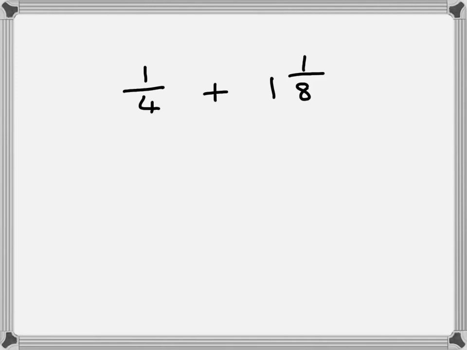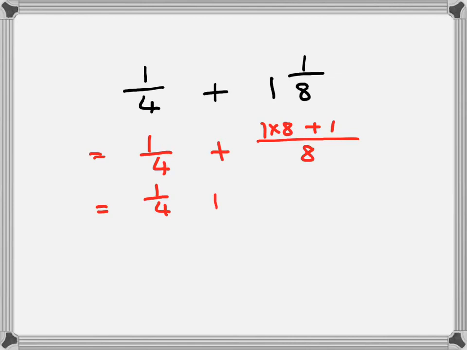And I'm going to ask you to press pause, write it down, do it, come back, press play. Let's look at the answer. See you just now. Okay, you're back. First thing we're going to do is this. We're going to take that and make it into an improper fraction. So we can rewrite this as it stands. Let's put an equal sign there. That's going to be 1 times 8 plus 1. So that's going to be 1/4 plus 8 plus 1 is 9 over 8.